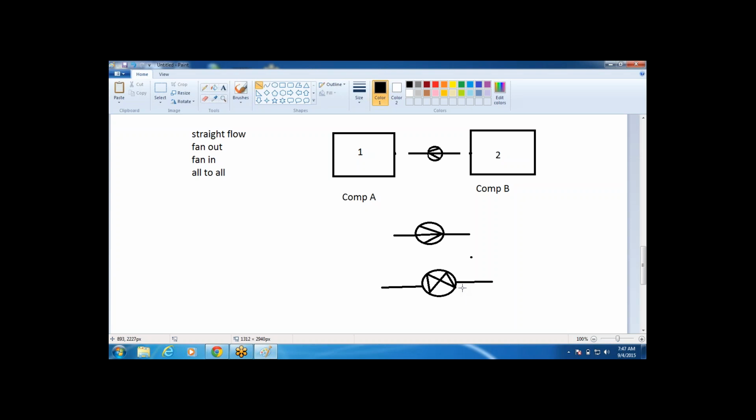Just to avoid that, we will be using fan in, fan out and straight flow only. That is the best practice. Avoid using an all to all flow. Is it clear, all the flows we discussed so far? Yeah, okay, Venkat.